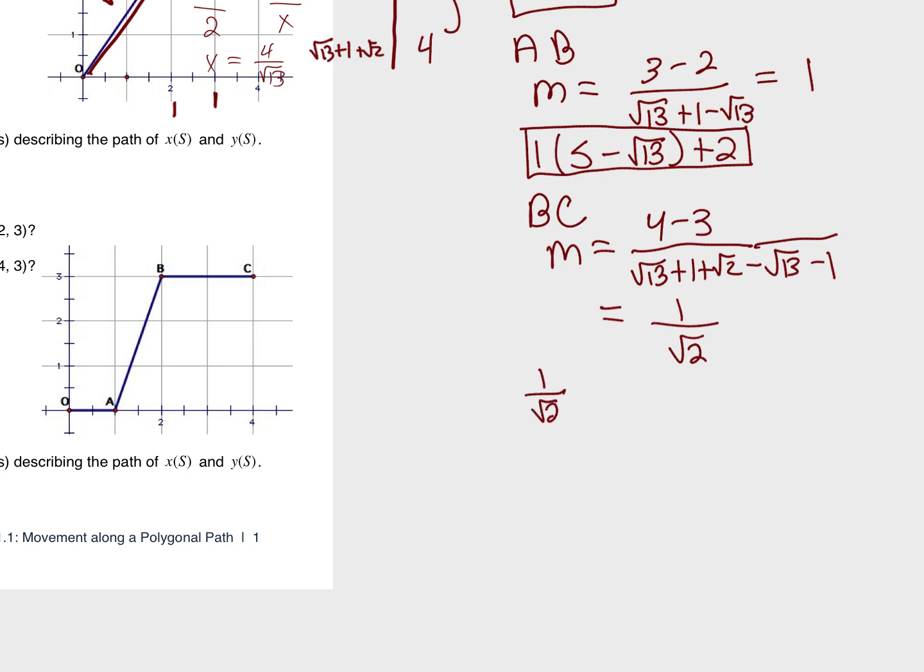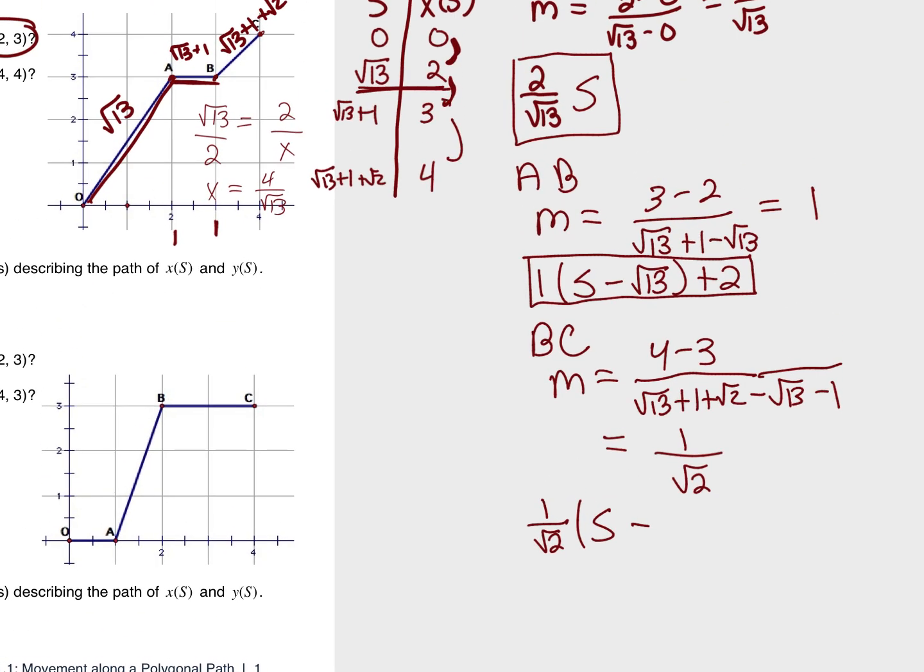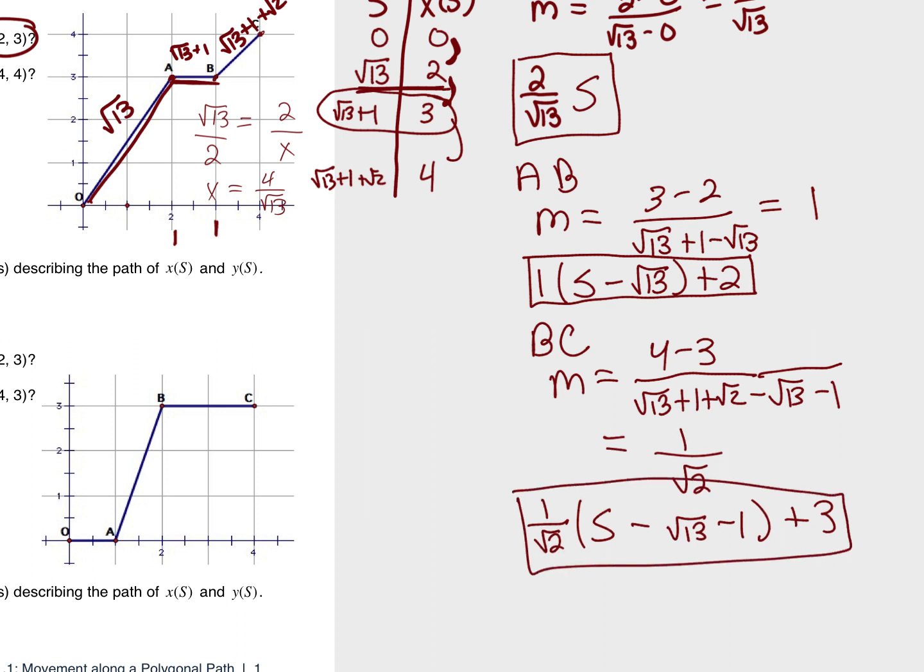So I do 1 over the square root of 2 S minus, and I have to include a point. So we're going to do that one. So that means minus the square root of 13 minus 1 and then plus 3. And this would be the equation for the third piece. Because I distributed the negative. So you could have put it in parentheses again, but I just distributed it. Yes, you could have put minus square root of 13 plus 1.